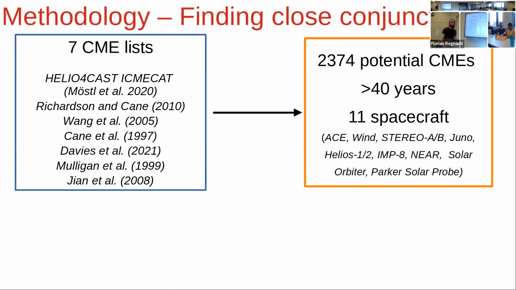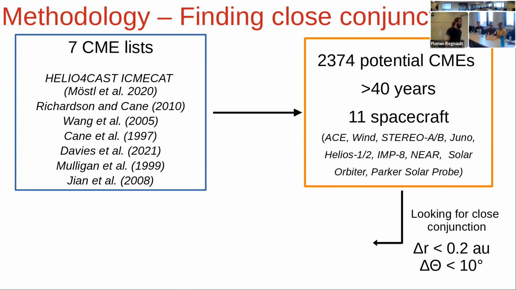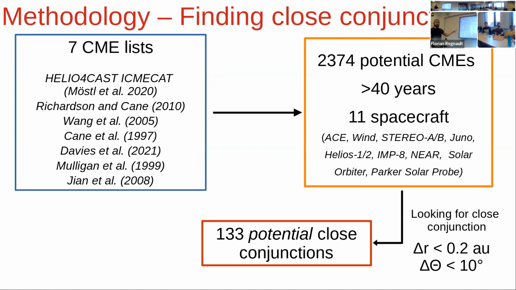Now, if you try to look for what we define as close conjunction for some time, which you can also refer to as simultaneous measurement, we just look for events where we detect a CME, so a CME is in the catalog, and we have a radial separation between the spacecraft that is less than 0.2 AU. That's the typical size of the magnetic ejecta across the Earth, and you have an angular separation which is less than 10 degrees. Well, if you try to do so, you end up with 133 potential close conjunctions, because here I do not take into account any data availability whatsoever.